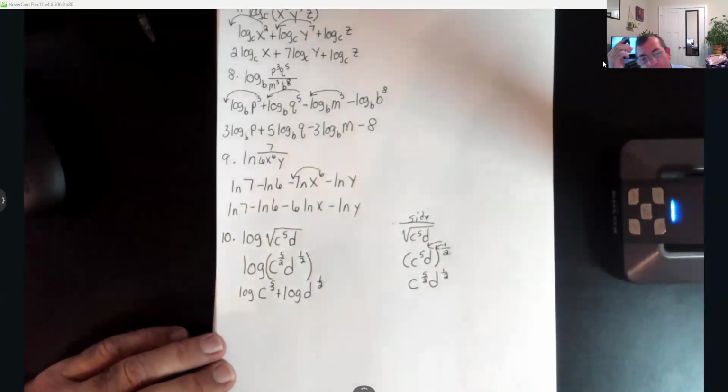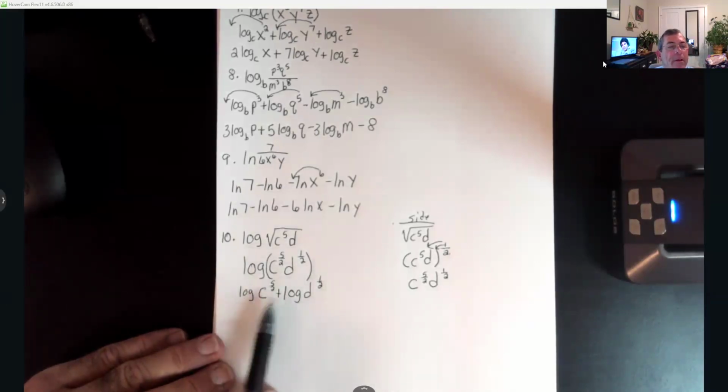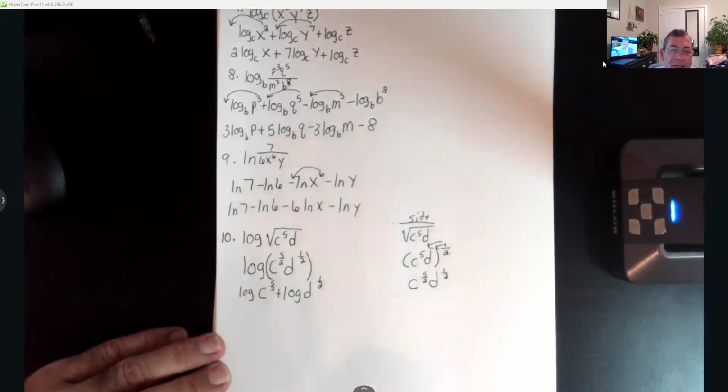Hey, y'all, let me ask y'all a question. These logs right here, they don't have a base by them. What would be the base when there's no base shown on these two logs? See if y'all remember that. 10, good job. So those are actually the common logs, and they would have a base 10. Good job.